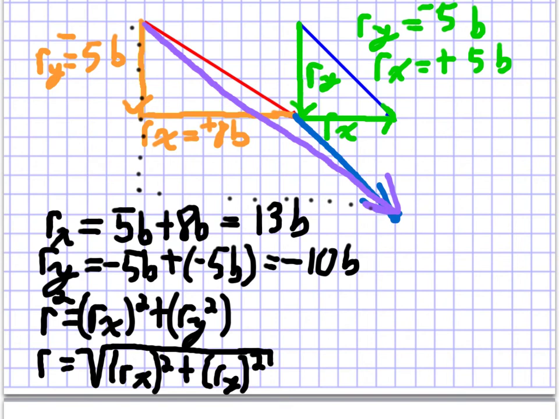So let's do that with those numbers. If I take Rx, which is 13 boxes, square that, plus Ry, which is negative 10 boxes, square that, and you're also squaring the negative, so it becomes positive. We get 269, square root of that is 16.4. So R is 16.4 boxes long.